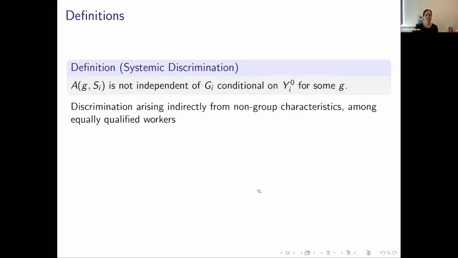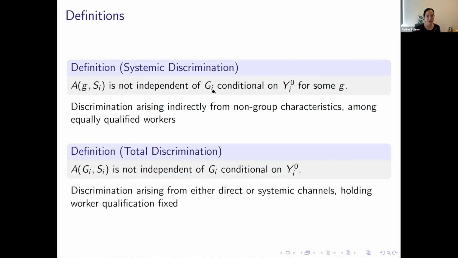Given this expanded framework, our definition of systemic discrimination is that the action rule, where we fix the group identity G in the action rule and just take its distribution with respect to the signal, is not independent of group identity, conditional on the qualification. In other words, discrimination can come indirectly from how the distribution of non-group characteristics among equally qualified workers depends on their group identity.